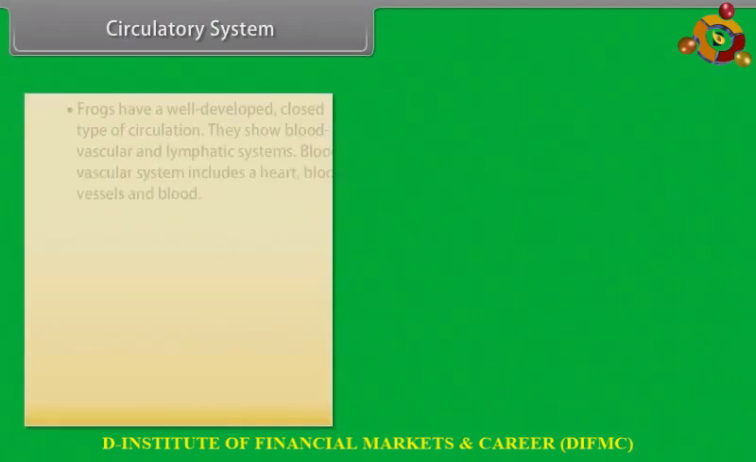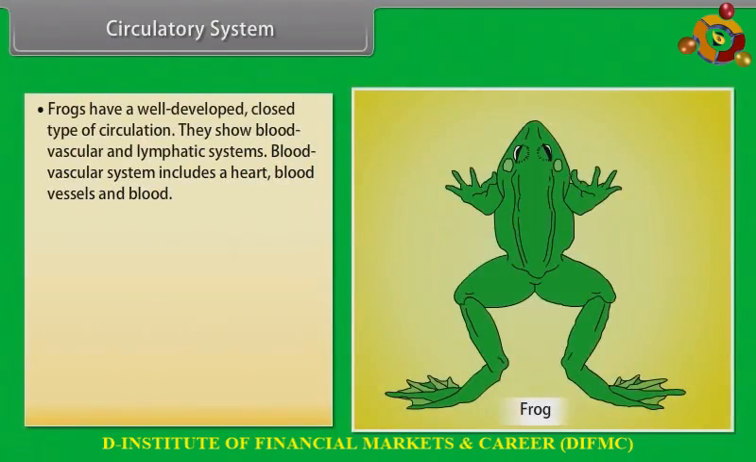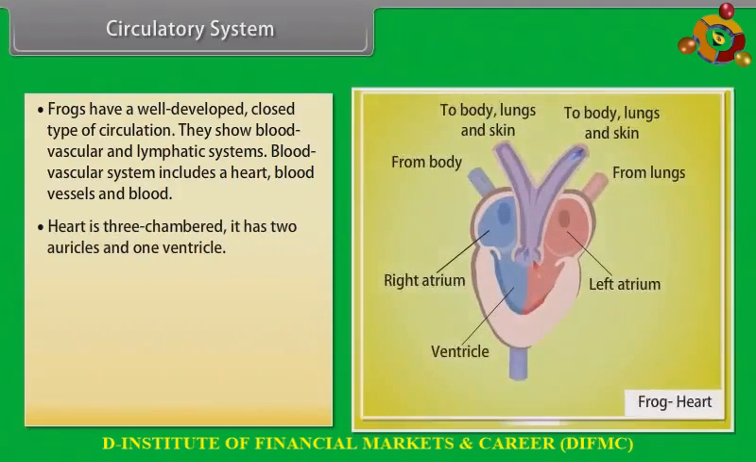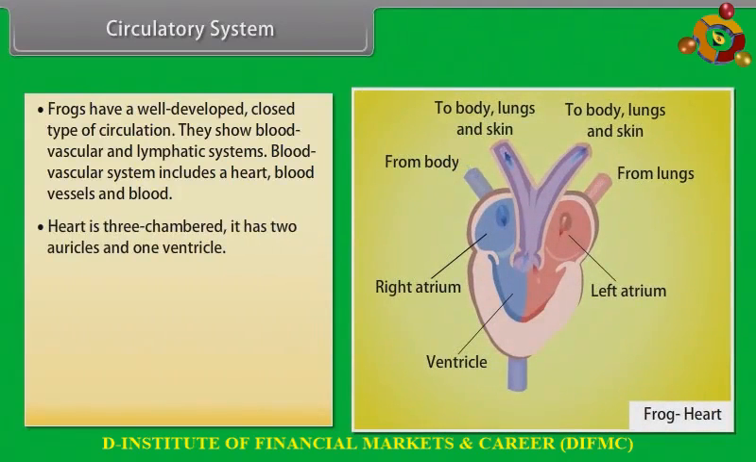Circulatory system. Frogs have a well-developed closed type of circulation. They show blood vascular and lymphatic system. Blood vascular system includes a heart, blood vessels and blood. Heart is 3-chambered. It has 2 auricles and 1 ventricle. Heart is covered by a membranous pericardium.